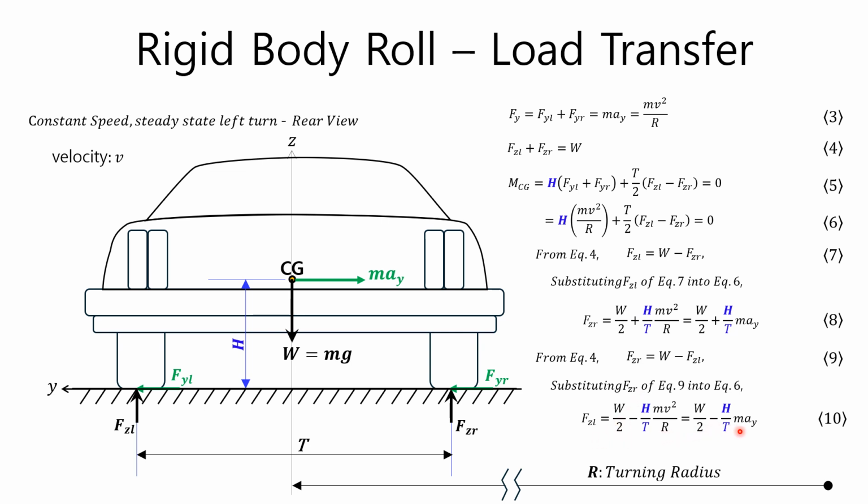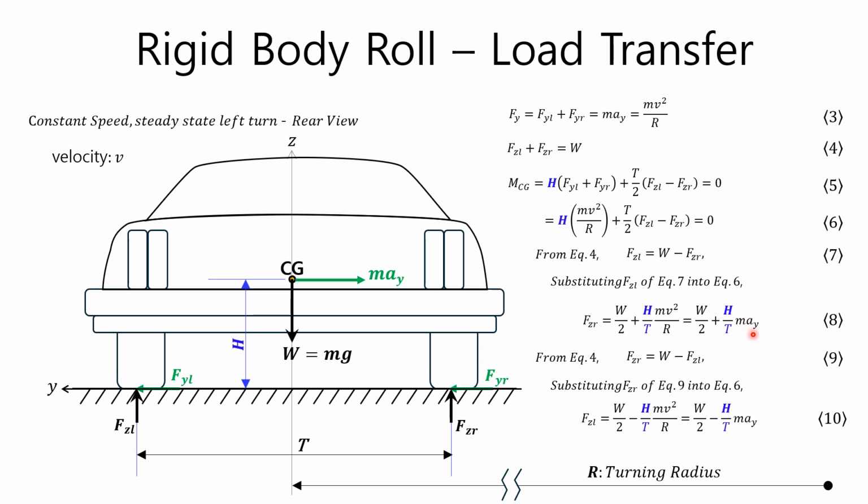Equation 8 represents the increase in the load on the right wheel located on the outside. The first term on the right represents the original vertical load in the straight line state, and the second term represents the vertical load increased by the lateral acceleration ay during cornering.